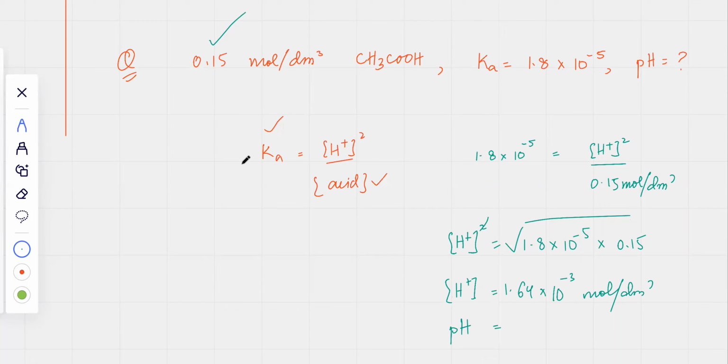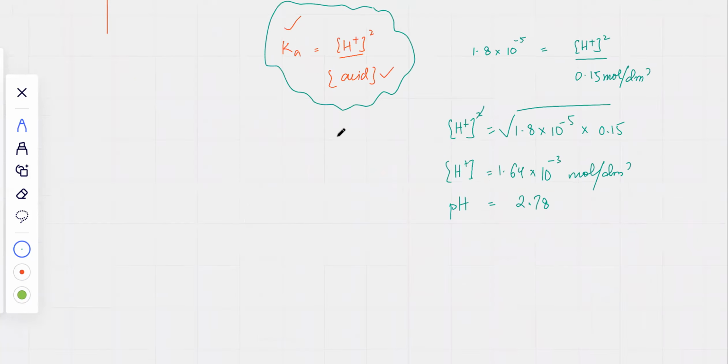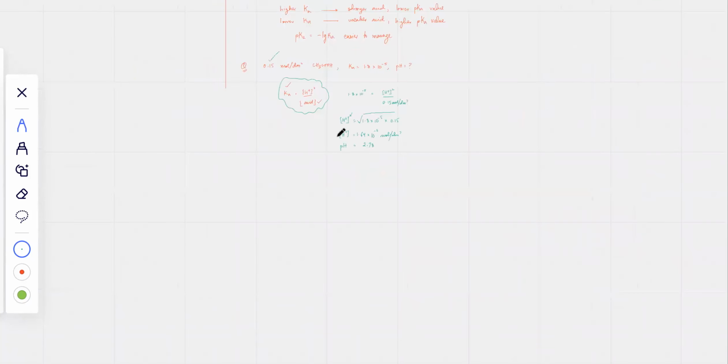2.78. 2.8. 78, because that's your pH. So just remember that, out of the three things in this expression, two things would be known. You just have to plug in the values and you'll get the third thing. So let's do another one.